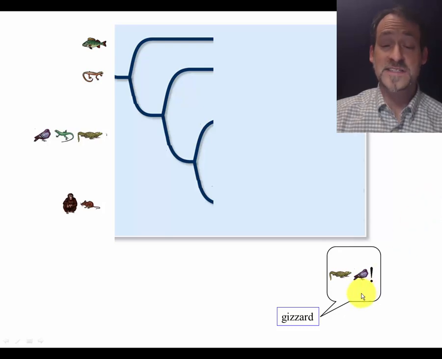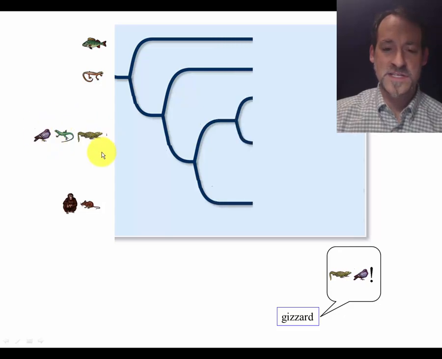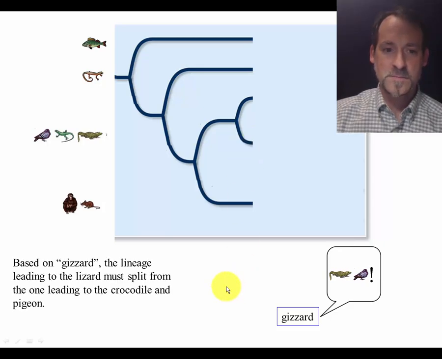Okay, this is the last character we have to look at, gizzard. Suggests that the crocodile and the pigeon are one another's closest relatives. The lizard here gets left out. What that implies is that the lineage leading to that set of descendants splits. The lizard goes in one direction, and the two other organisms go in this direction. This is the lineage that evolves the gizzard. Okay, so we get this split.